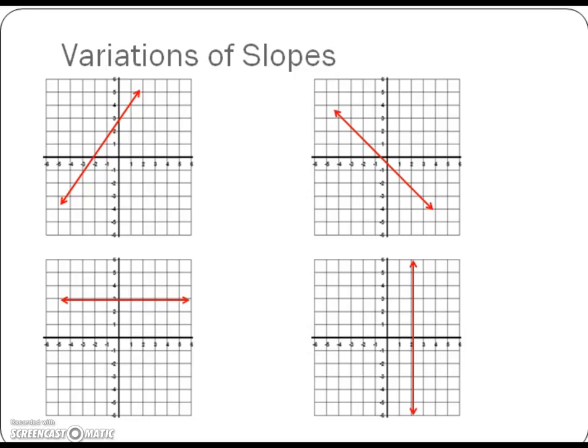Here are the different variations of slope. This graph right here demonstrates a positive slope. This is a negative slope, 0, and undefined. Again, this is a positive slope because the values are going up as x increases. This one is negative because the y values are decreasing as x increases. This one has a 0 slope because y is not changing. And this one has an undefined slope. It's a vertical line.